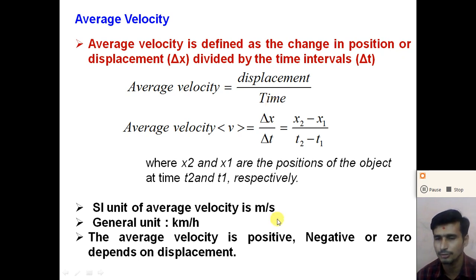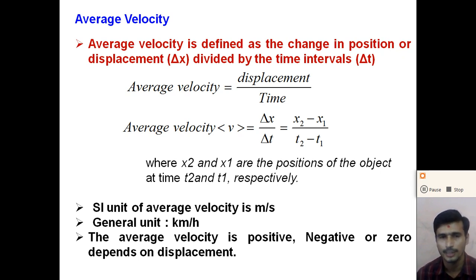The SI unit of the average velocity is the same as the average speed. It is meter per second. The general unit is kilometer per hour. So the SI unit and the dimensional formula of the average velocity and the average speed are the same, right? What is the dimensional formula of the average speed? M0 L1 T minus 1.